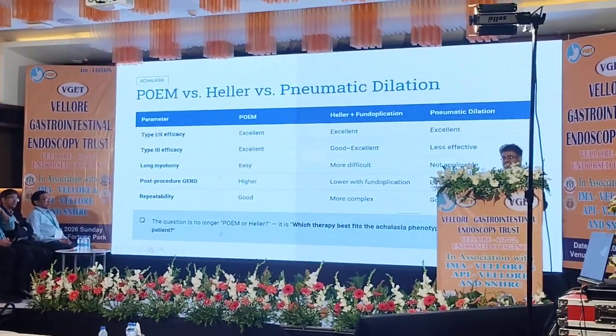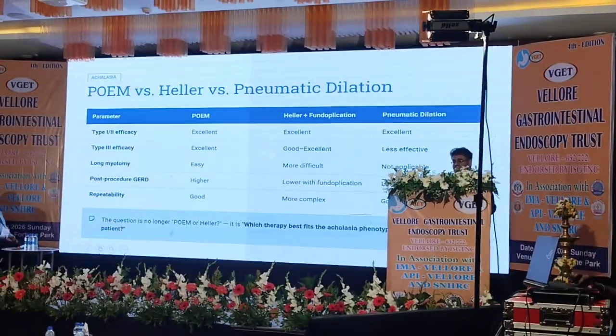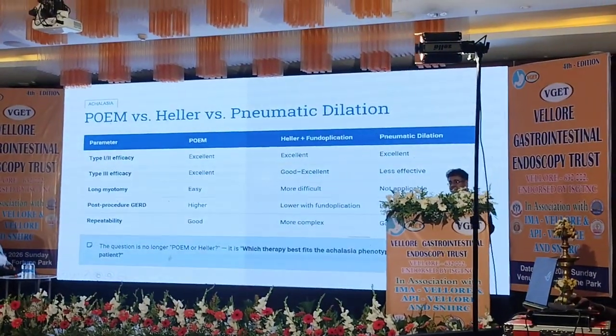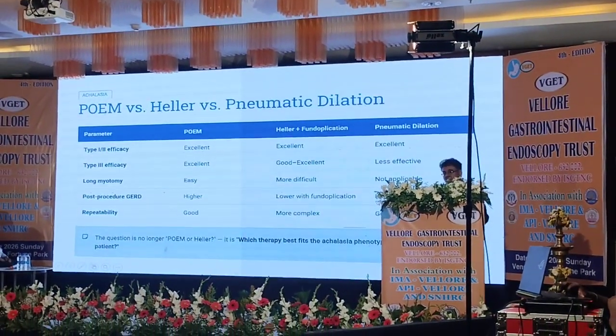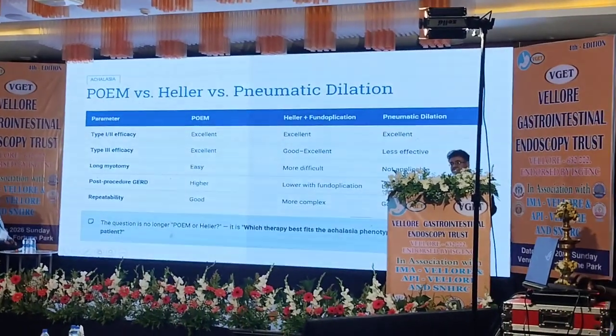Why do we need the procedures to get documented? Medical line of management: the first line is always smooth muscle relaxants you can try. What are the major smooth muscle relaxants? You can go for diltiazem, nifedipine, or those things with isosorbide nitrate. All this medical management we can try for the initial phase of therapy.